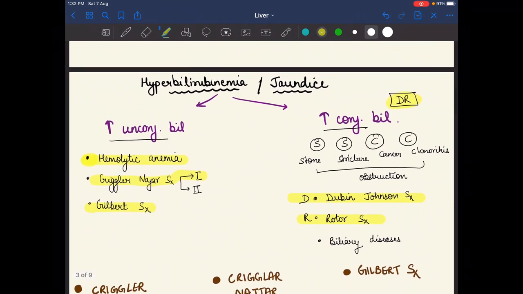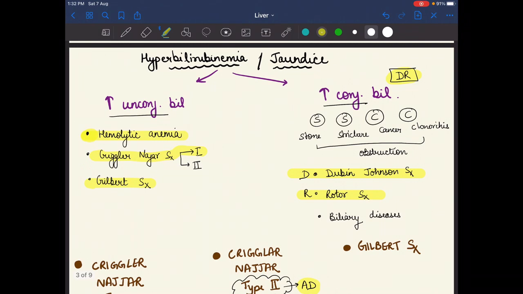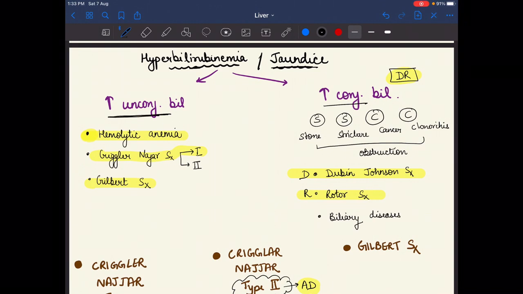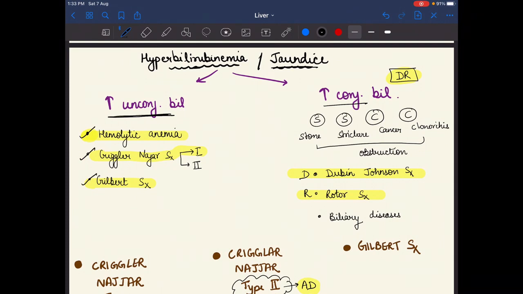Now let's move to hyperbilirubinemia, meaning there is an increase in the bilirubin amount. If there is an increase in bilirubin, then it causes jaundice. So jaundice is caused by hyperbilirubinemia. Bilirubin may be increased as unconjugated bilirubin, or it may be due to an increased level of conjugated bilirubin. Unconjugated bilirubin is increased in hemolytic anemia, Crigler-Najjar syndrome, or Gilbert syndrome. Crigler-Najjar syndrome has type 1 and type 2. Remember that Crigler-Najjar syndrome type 2 is autosomal dominant, while all others are autosomal recessive.